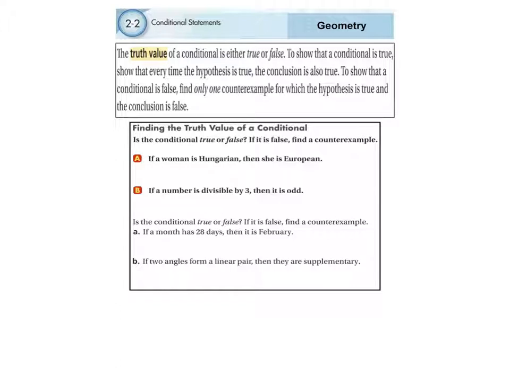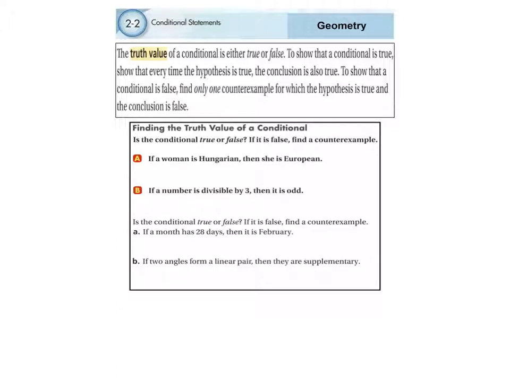To show that a conditional is true, show that every time the hypothesis is true, the conclusion is also true. So whatever the if part is, if that's true, and the conclusion, the part following then, is true, then we know that value is going to be true. To show that a conditional is false, only find one counterexample. All you have to do is find one. Okay, so you have to find one thing that will make that not true.